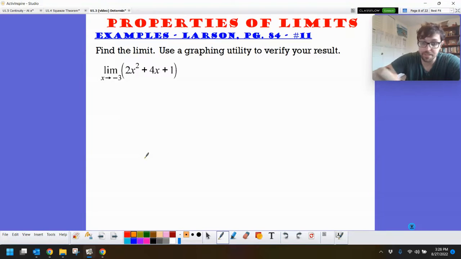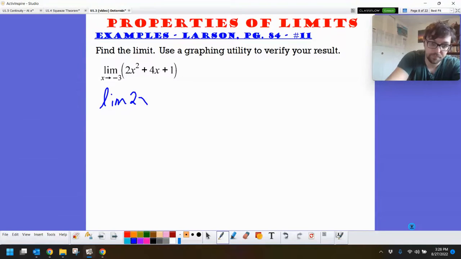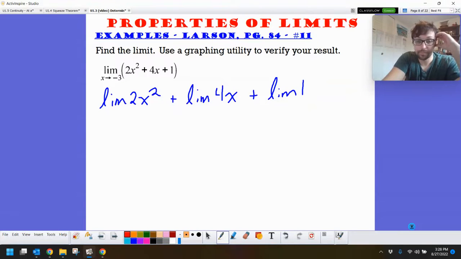In this example, we want to see where this limit is heading towards. Okay, so let's break it up as much as we can. The first thing I see is a bunch of additions. So I'm going to break those up into separate additions. Now, the next one I'm going to deal with is this one because that one's pretty easy. So those are two things being multiplied together. I can break that limit up into two separate limits being multiplied together.